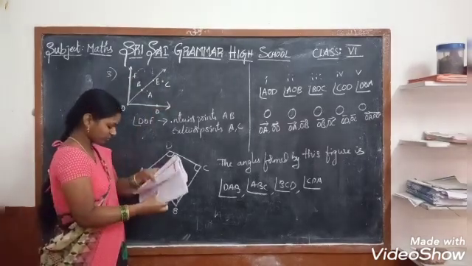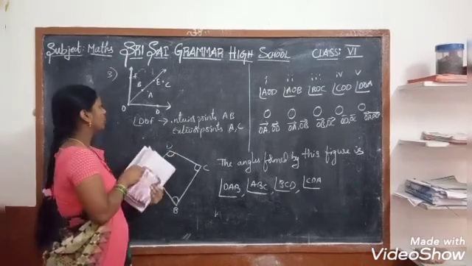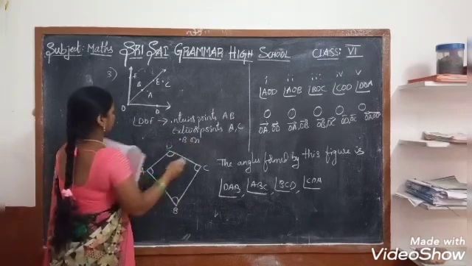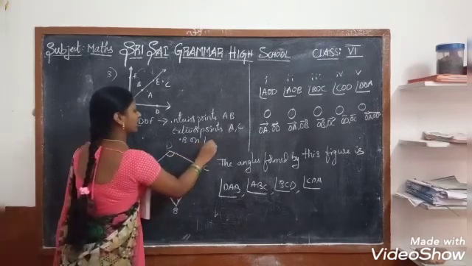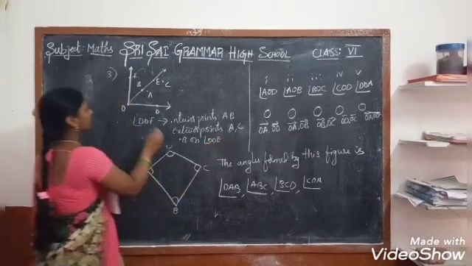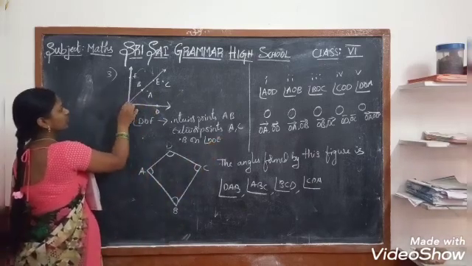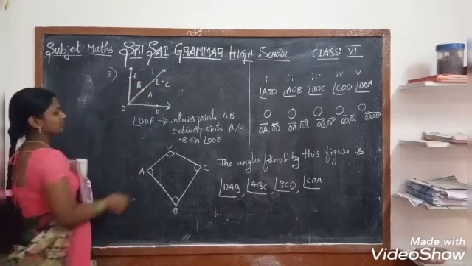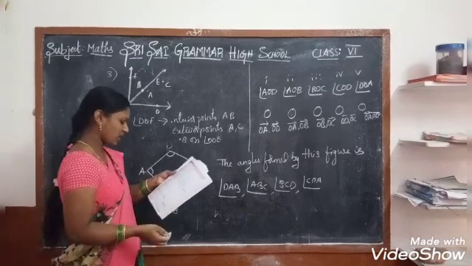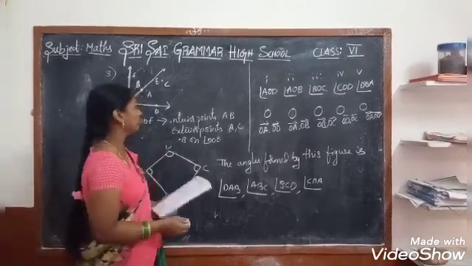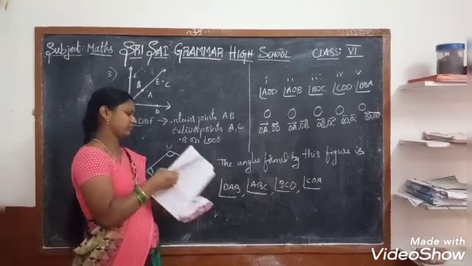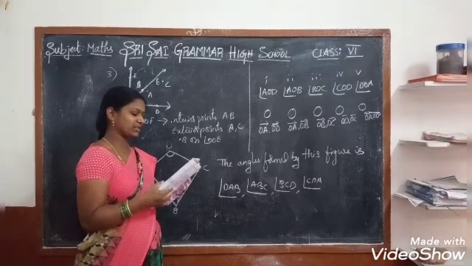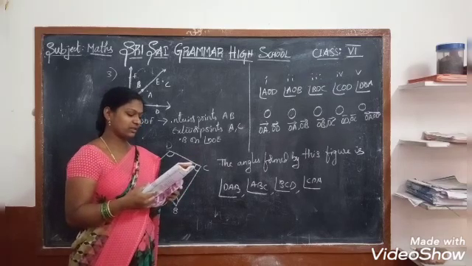Okay. Now point B on angle DOE. This point B should be shown on the angle DOE. Okay? Understood everyone? How to do? Now, mark the angles formed in the figure.